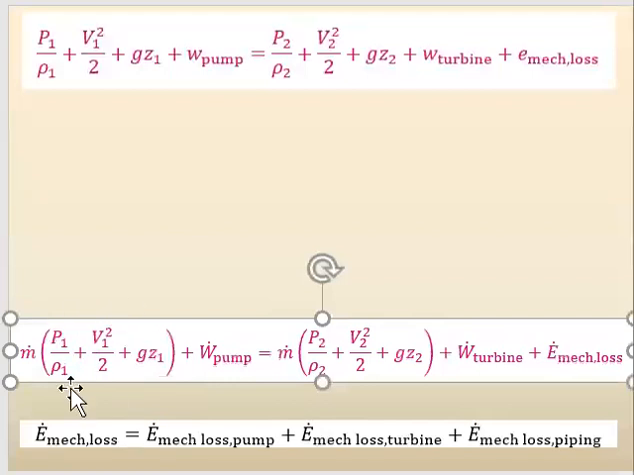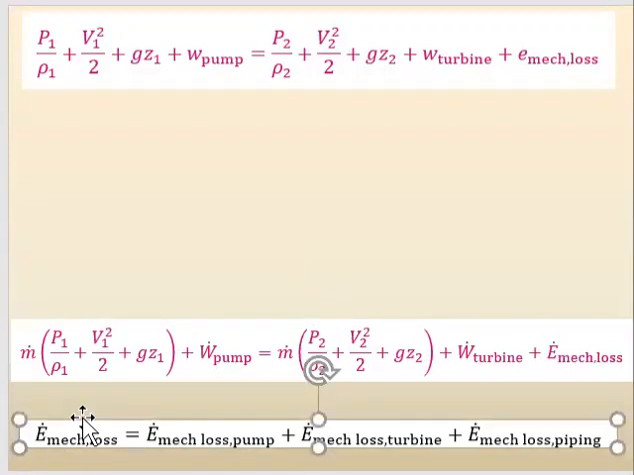So mass flow rate times the first term, that is the mechanical energy forms, plus the pump. So you see this is lower letter per unit mass. This is upper letter with dot. It means it has a unit of power, is equal to these terms at the second point plus turbine plus mechanical energy losses.